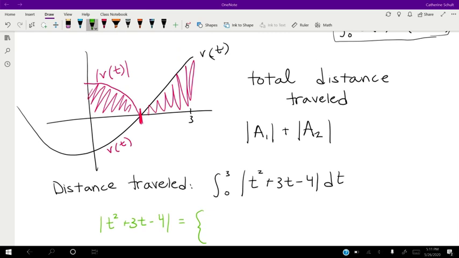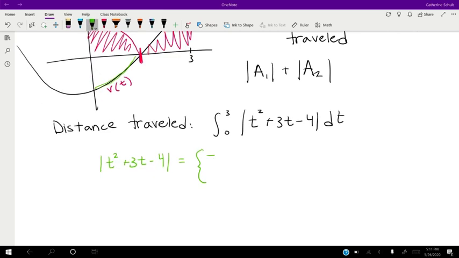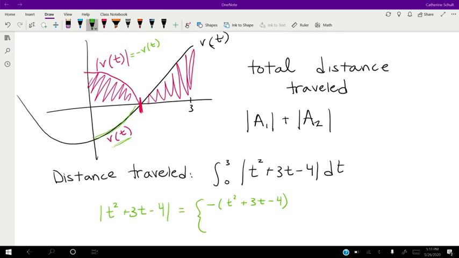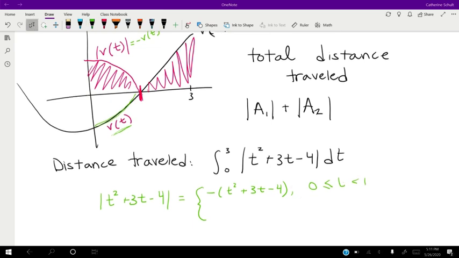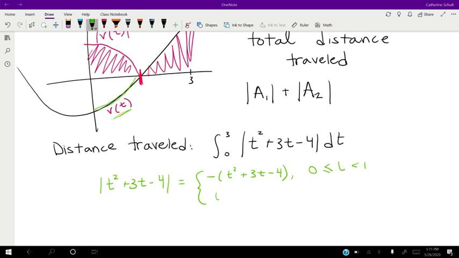between 0 and 1. All right, so instead of v of t, the absolute value at that point will be the opposite of v of t. So the opposite of t squared plus 3t minus 4. All right, because we're taking the absolute value when the velocity is negative. All right, and how we take the absolute value of a negative number, it's the opposite of the negative number. Okay, so for 0 less than or equal to t less than 1. And then after 1, the normal velocity function is positive.